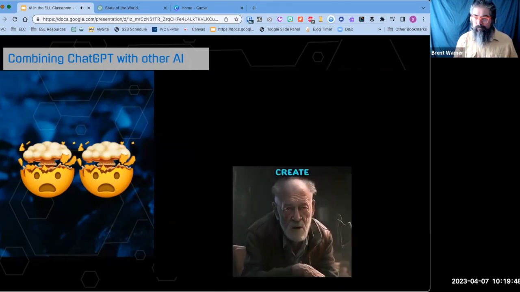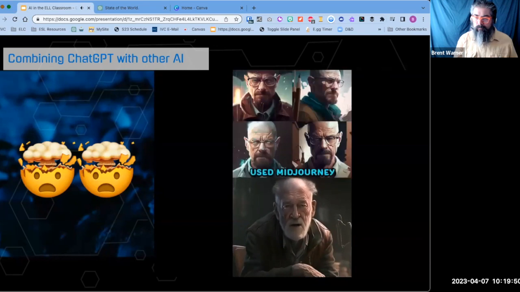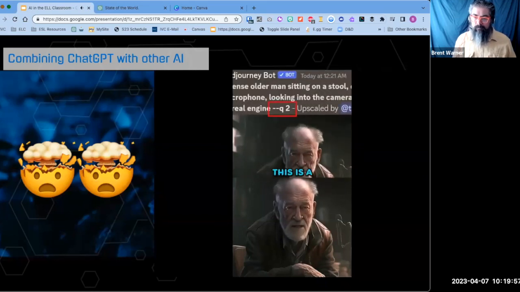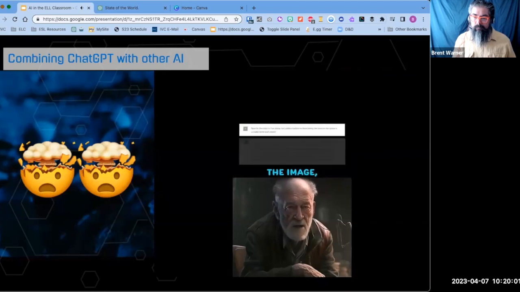The first step is to create your character. Riley used Midjourney to create me. This is the prompt that he used, and notice the Q2 at the end. This is a parameter that creates a higher quality image. Once he had the image, he needed the words. He went to ChatGPT and wrote, "Rewrite the man in the arena, but make it satire on how being the man in the arena is actually lame and stupid."